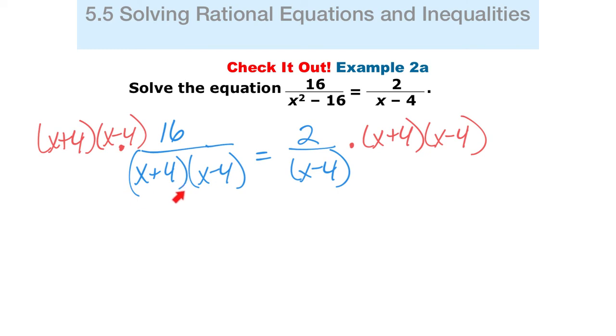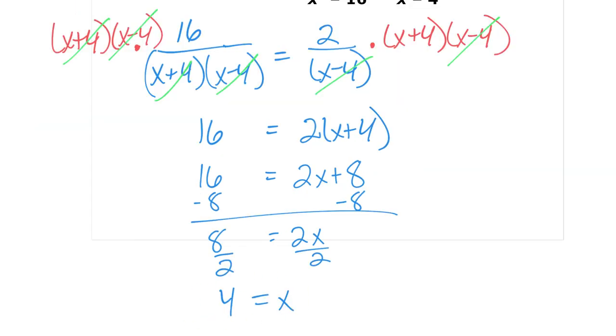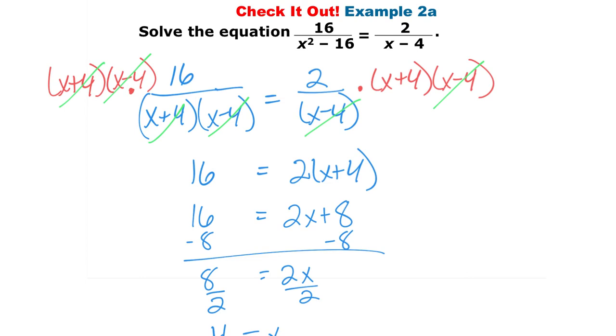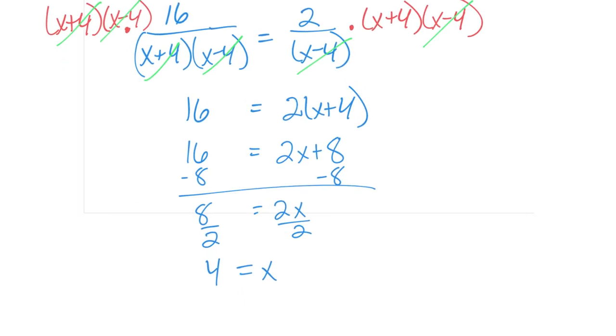Here I factored the denominator, and that shows me what I'm going to multiply both sides by, x plus 4 times x minus 4. And when I do that, that helps me simplify some of my factors. So now I don't have any denominators left, and I have 16 equals 2 times x plus 4. I end up here with a solution of x equals 4, and I look back at my original, and I notice that x cannot be 4 because that makes the denominator equal to 0. And so I end up here with no solutions.